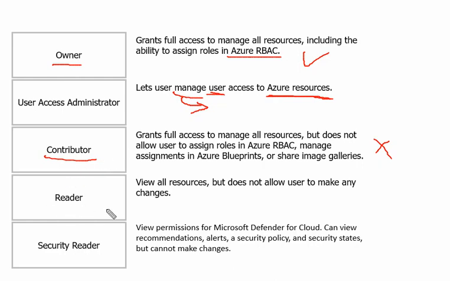Next one is reader role. Reader role will allow viewing all resources but does not allow the user to make any change, and the user will not be able to assign other users any permissions. So that will also be the same. Next one is security reader role. Security reader role will allow viewing permissions for Microsoft Defender for Cloud, can view recommendations, alerts, and security policy and security status, but cannot make any change.